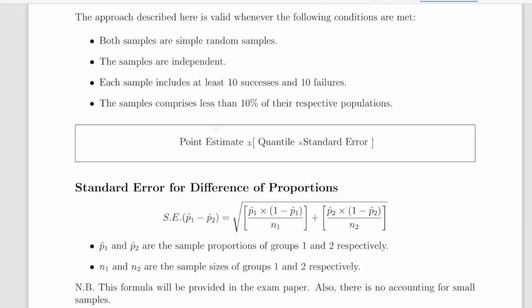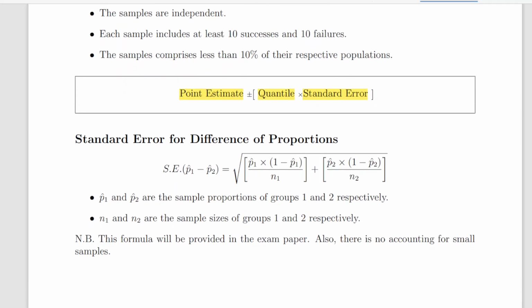Now, just as a quick remark, this is the structure of a confidence interval. Point estimate plus or minus the quantile times the standard error. That's consistent the whole way throughout this whole set of exercises. Now, I'm going to focus in on the standard error for the difference of proportions here. Just as a quick remark, this is specifically for confidence intervals. There is a slightly different version of this when you are doing hypothesis testing.